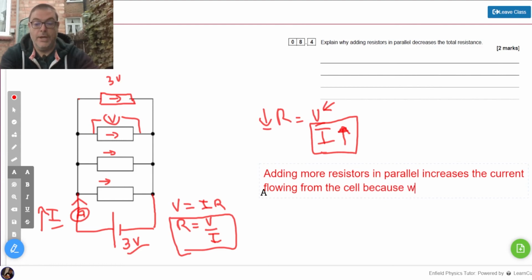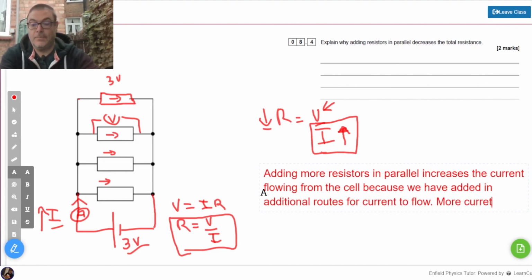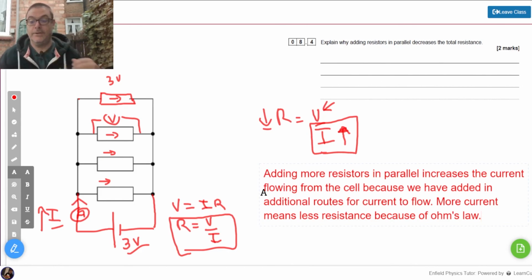Because we have added in additional routes for current to flow. More current means less resistance because of Ohm's law. Always good to get a law in if you can, and that is that.